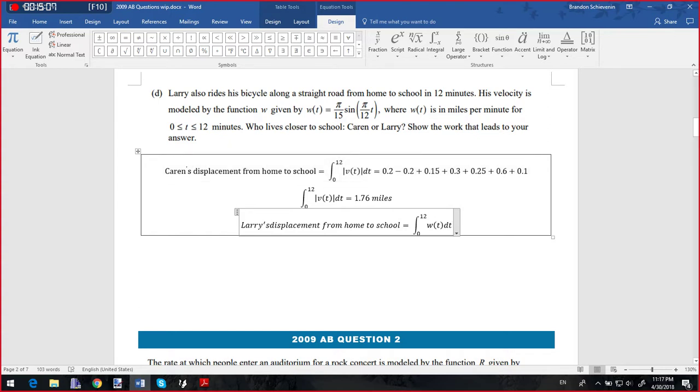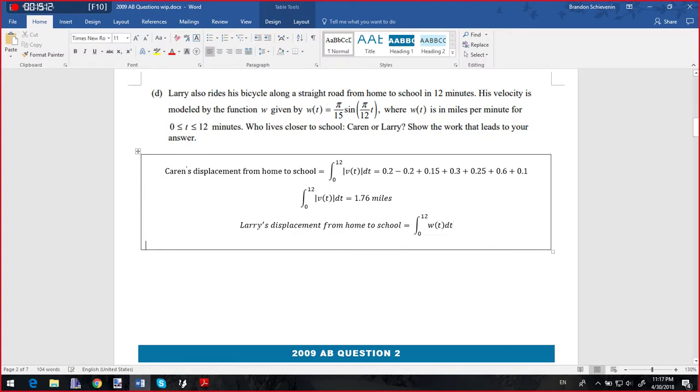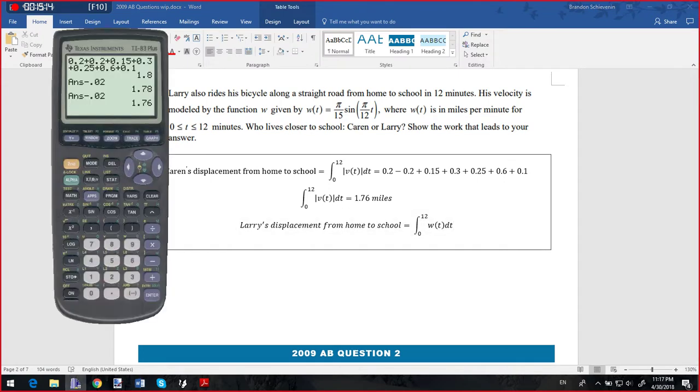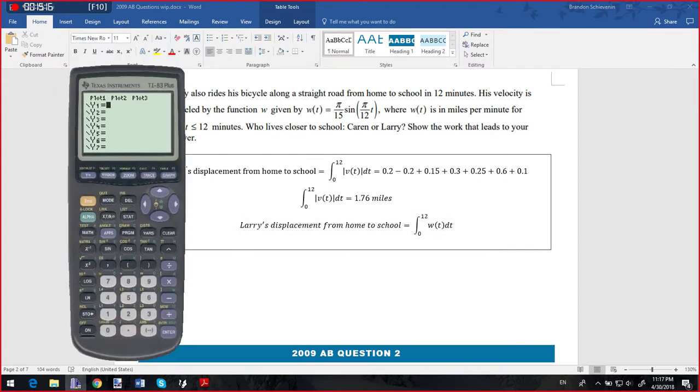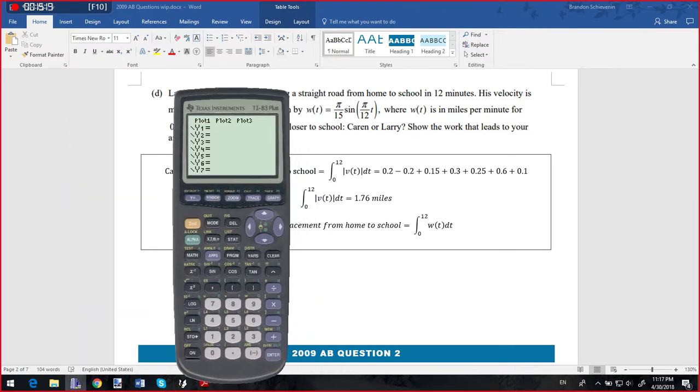So what I'm going to do is plug in that W(t) into my calculator, and we'll integrate directly. I've got up here in my equations, I'm going to copy this pi over 15 times the sine of pi over 12t. Then I'm going to double check that I'm in radians really quick. I am in radians. So then we'll integrate that directly.